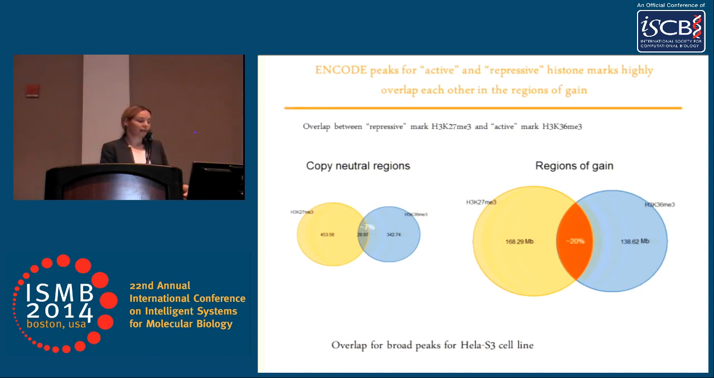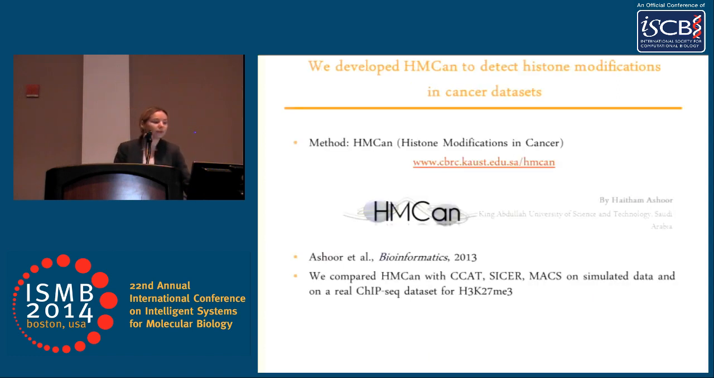So we wanted to reanalyze this data, and to do so, we used a method we developed to analyze histone modifications in cancer using ChIP-seq. The method is called HMCAN. It was developed by Haitham Arshar, thank you, and was published in Bioinformatics last year. In the paper, we compared HMCAN with 3 other peak calling tools, CCAT, SICER, and MACS. We did it on simulated data and also on a real data set for H3K27 methylation. I will walk you quickly through the main results of the paper.